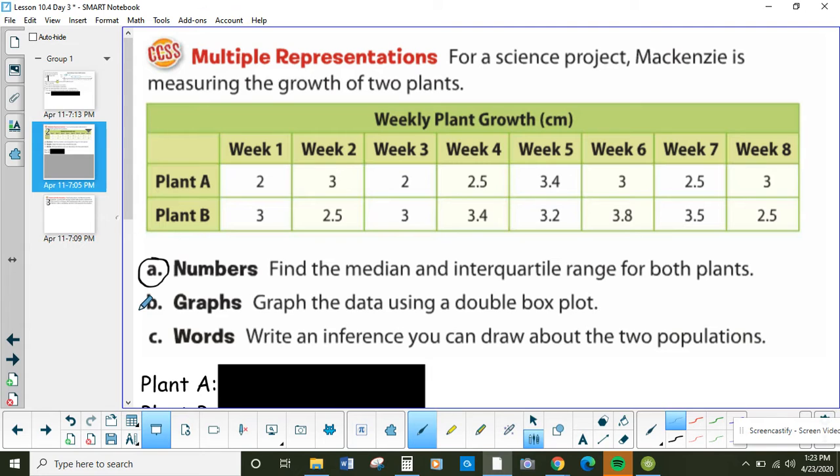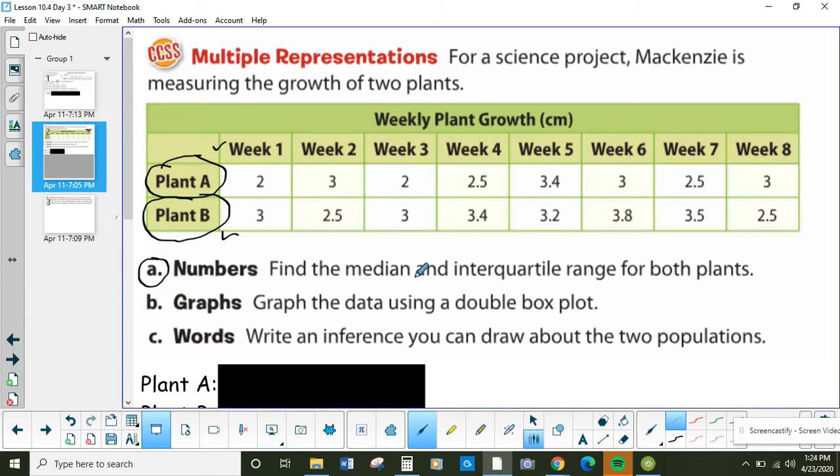So we see that Mackenzie is doing an experiment here, and she wants to see how both plants grow. Plant A had some growth, then the next week some growth, and the next week plant B had some growth. The whole point of this is she might be using different methods to grow these plants. Like maybe these are using a certain fertilizer, these have a certain type of light, and she's trying to see which method works best. So you can use a double box plot for that purpose, just to compare your central tendencies. So we're going to go ahead and do that for A.